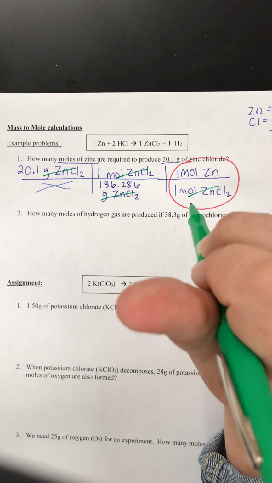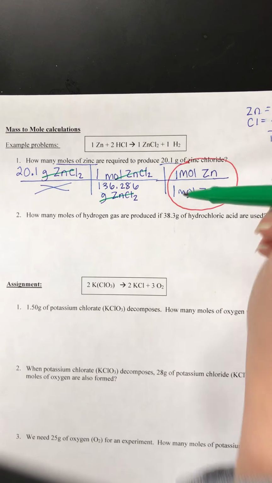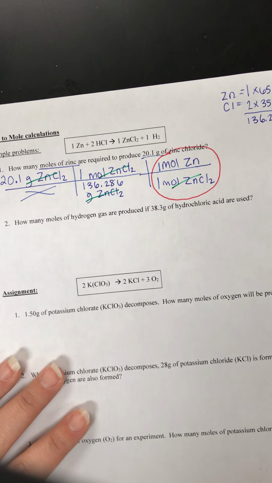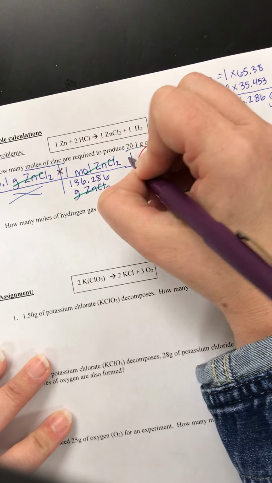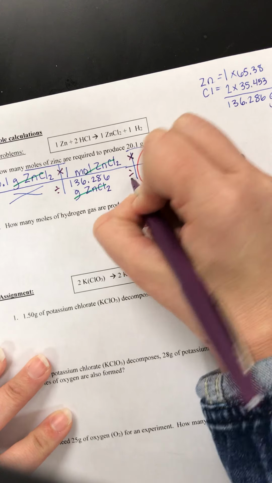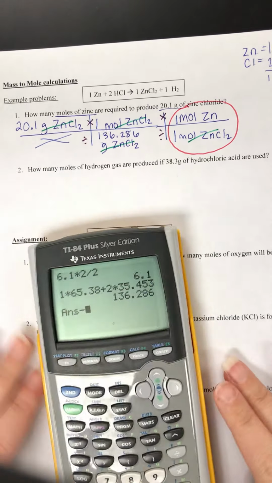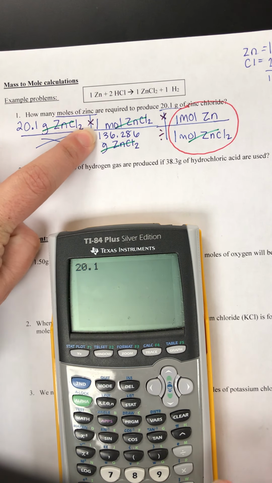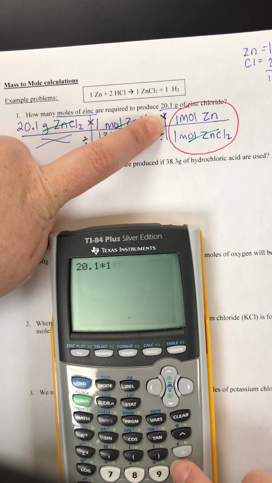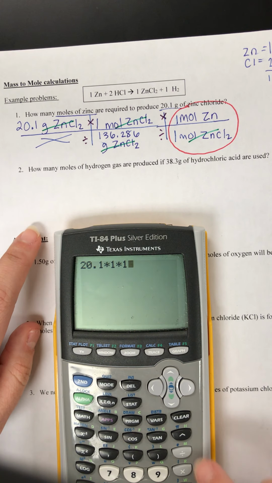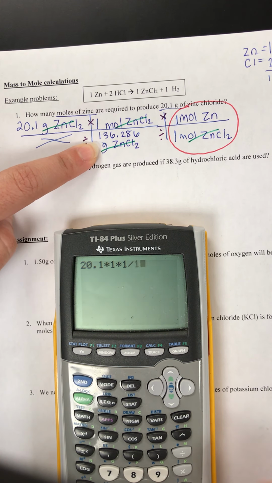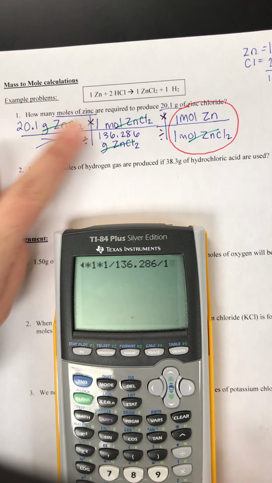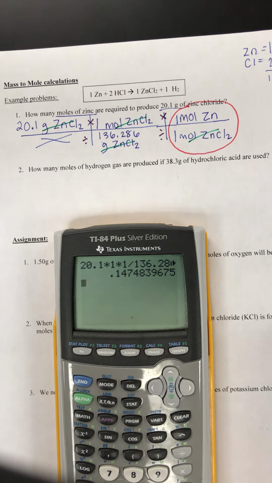The first time you have moles on the bottom, moles has to be on the bottom for it to be the mole ratio and in the circle. So you're going to solve this the same way. You're going to multiply the top and divide the bottom every time there's a number on the bottom. So let's do that together. 20.1 times 1 times 1 divided by 136.286 divided by 1. Okay, so we get this really big long number.